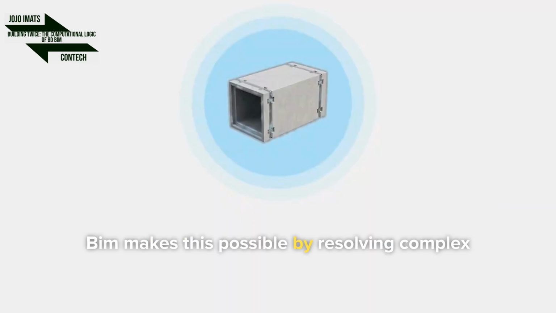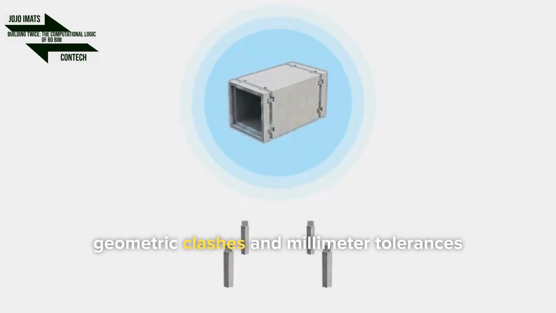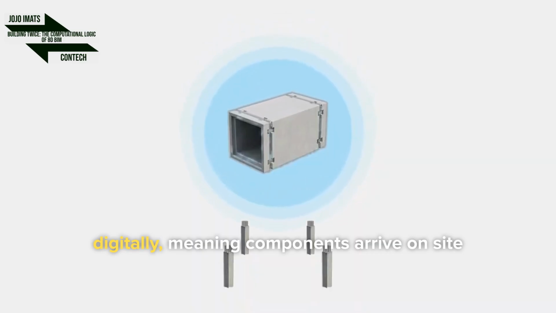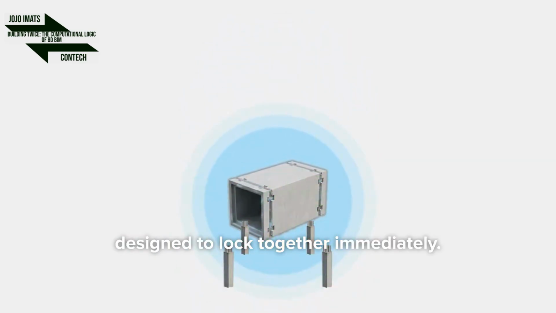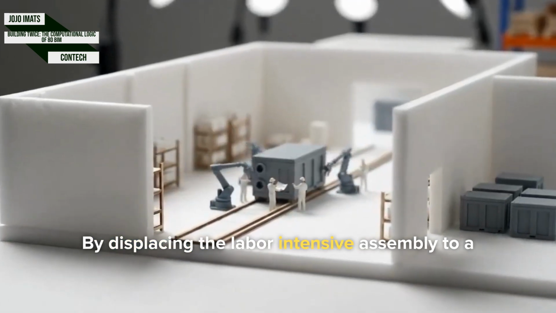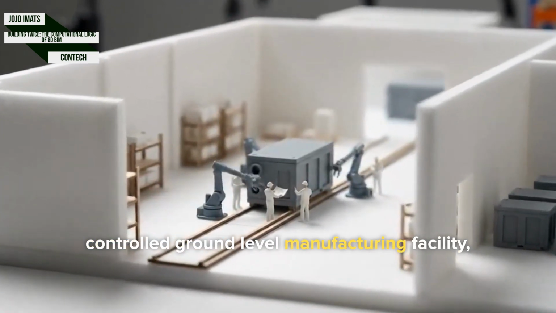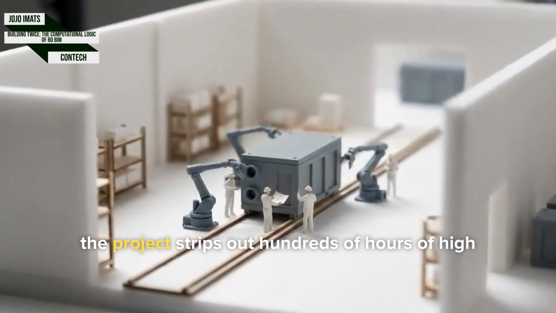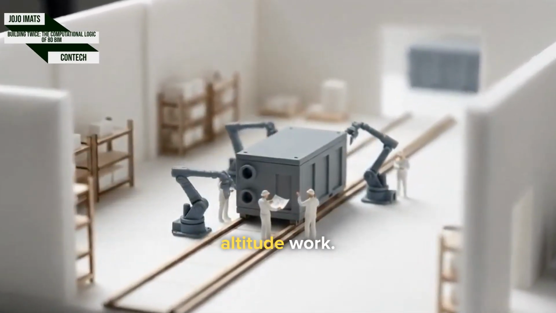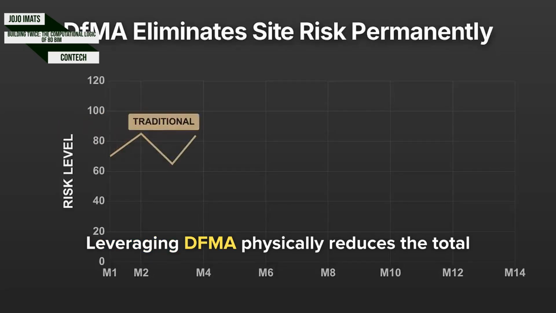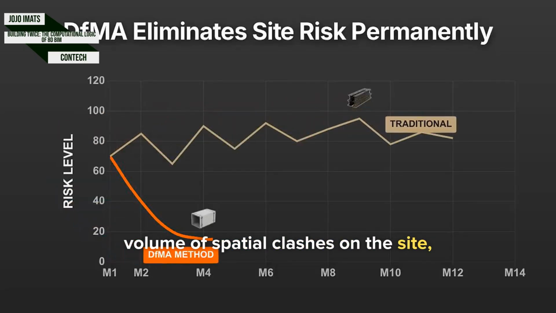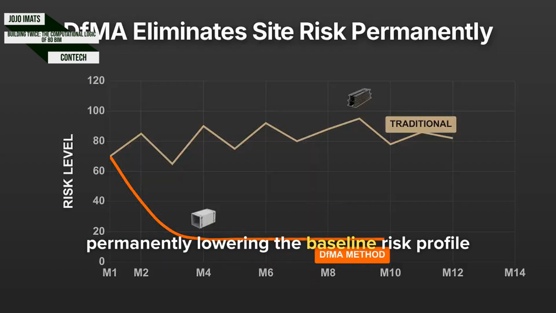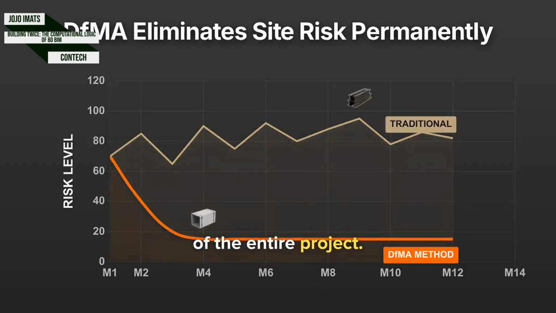BIM makes this possible by resolving complex geometric clashes and millimeter tolerances digitally, meaning components arrive on site designed to lock together immediately. By displacing the labor-intensive assembly to a controlled, ground-level manufacturing facility, the project strips out hundreds of hours of high-altitude work. Leveraging DFMA physically reduces the total volume of spatial clashes on the site, permanently lowering the baseline risk profile of the entire project.